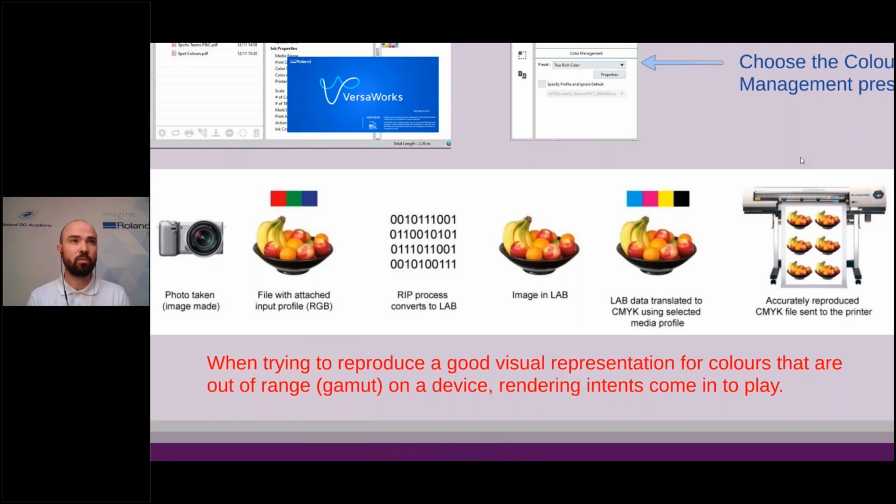The media profile is important as that has ink limits and it reads the white balance of your material and it knows how to print accurately onto that material. And then we can accurately reproduce the color data. So when we're trying to reproduce a good visual representation for colors that are out of range, gamut being the amount of colors that a device can reproduce, rendering intents come into play. As we mentioned, rendering intents or matching methods are the rules used for translating data from one format into another format.